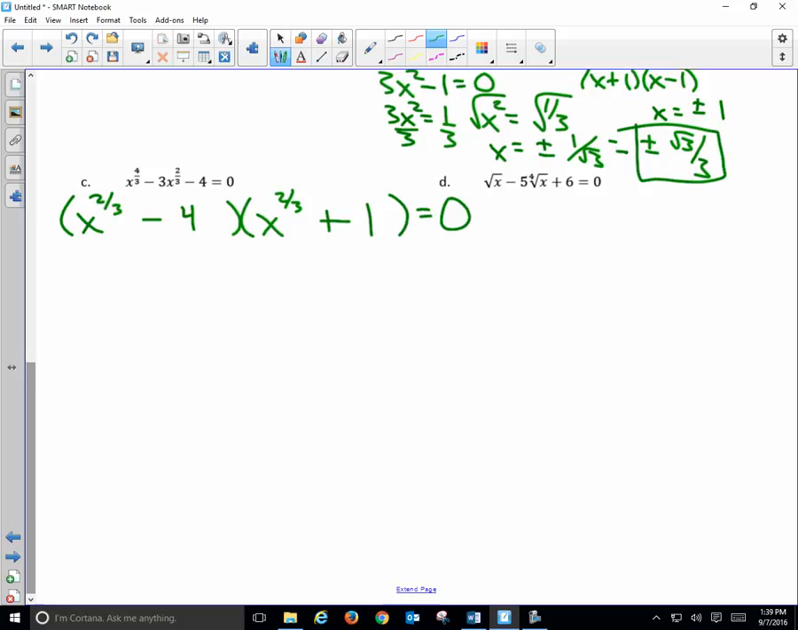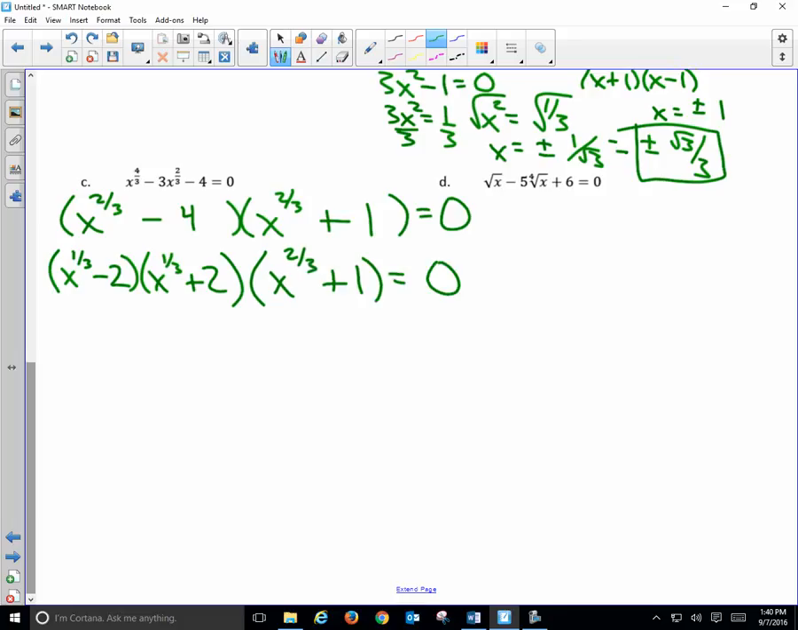Nope, factor the first one. What do you multiply to x to the 2/3? X to the 1/3. Does the second part factor? No. Okay, so let's solve these.